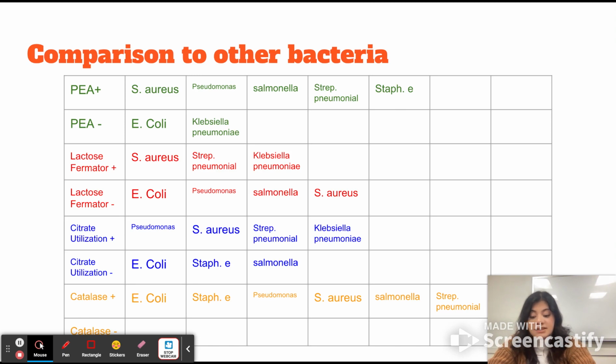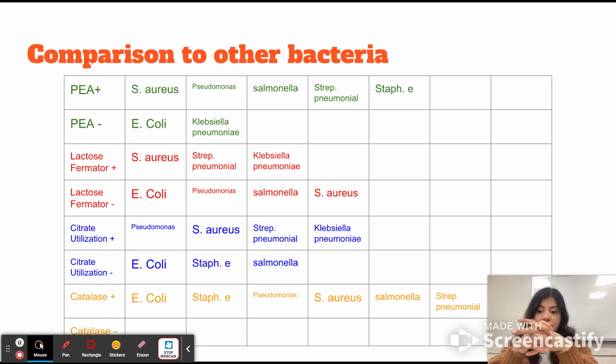The PEA test is used for the isolation of gram-positive Staphylococcus species and Streptococcus species. Lactose fermenter is used for the differentiation from lactose non-fermenting gram-negative bacteria. Citrate utilization is to determine if the bacteria has the ability to grow aerobically with sodium citrate. The catalase test is to determine whether a gram-positive cocci is a staphylococci or a streptococci.